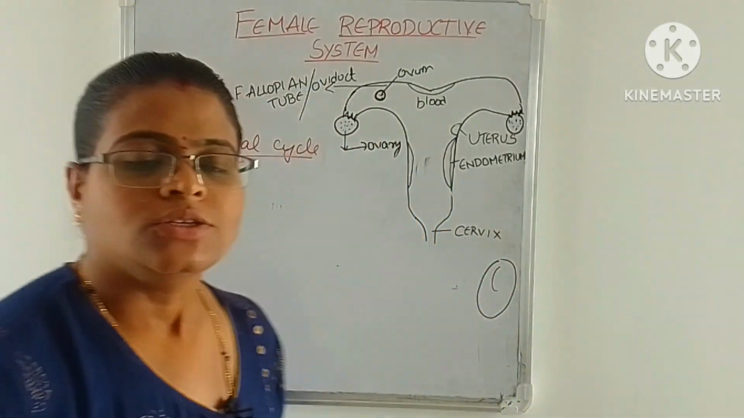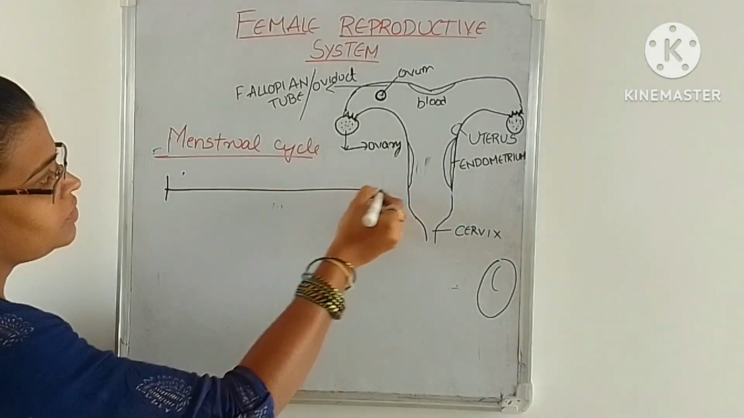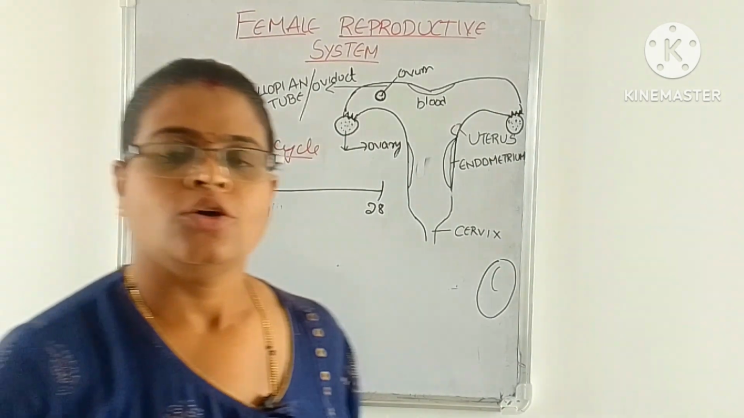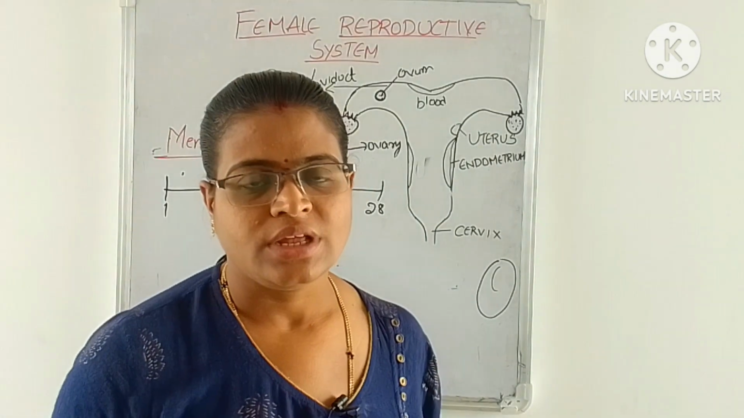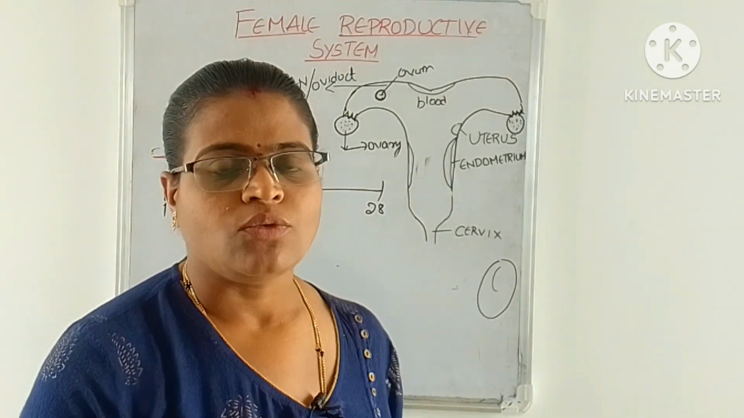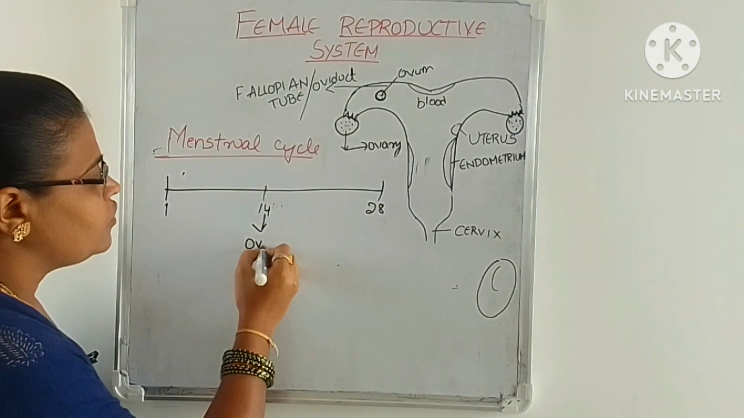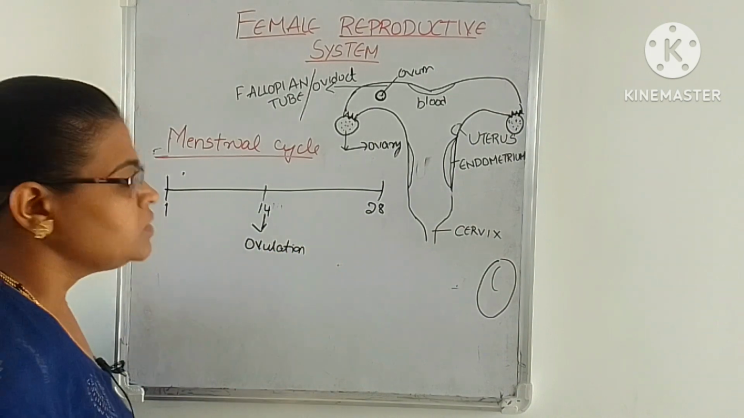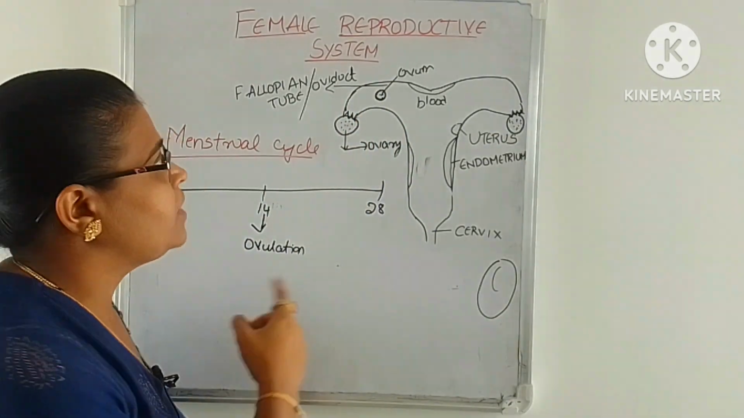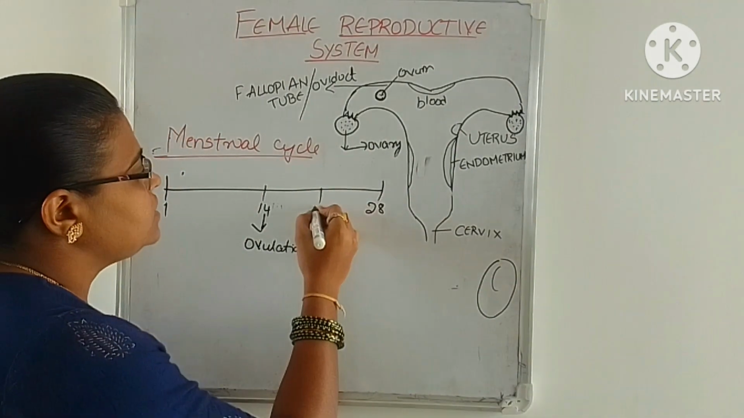Then the menstrual cycle. This menstrual cycle is of 28 days. Up to the 14th day, no process takes place. At the 14th day, the ovulation process starts. What does ovulation mean? The ovum getting independent from the ovary. So at the 14th day, the ovulation process starts. When this independent free ovum comes and waits in the fallopian tube, it waits for 2 to 3 days, up to the 16th day.